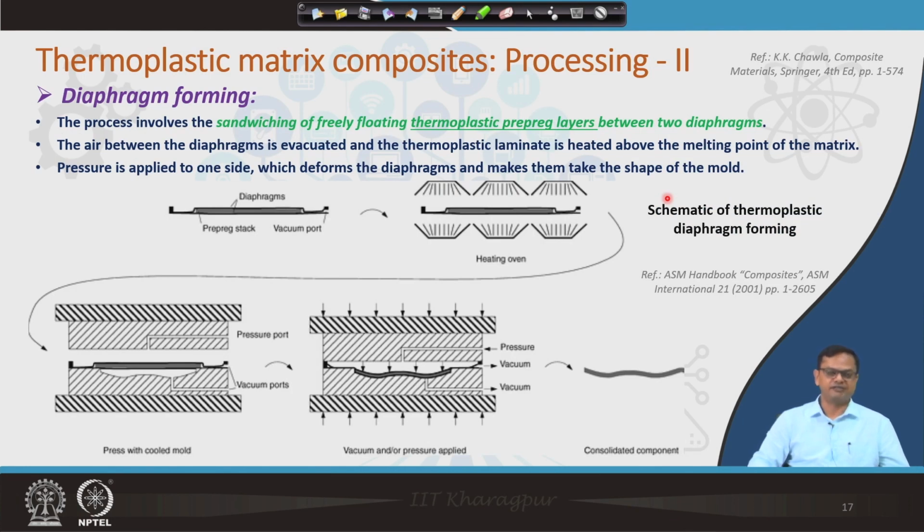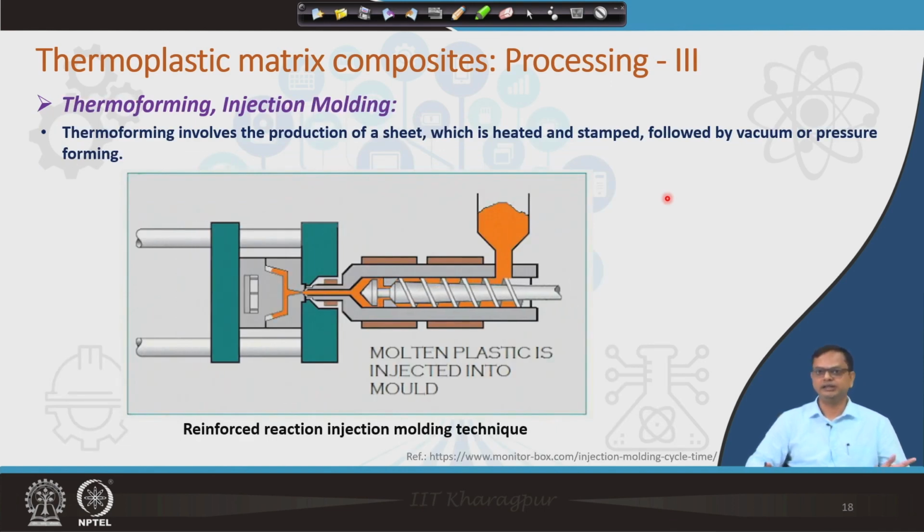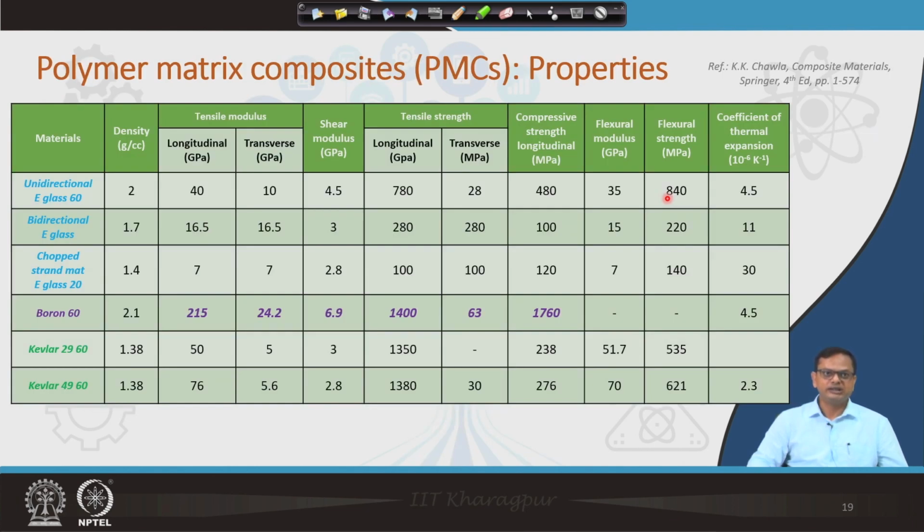The next one was diaphragm forming, again the same thing, but in this case the application is where you have complicated shapes, then you use diaphragm forming, and then the last one is injection molding in this series. So, with that I will just quickly show you the properties of a few polymer matrix composites.